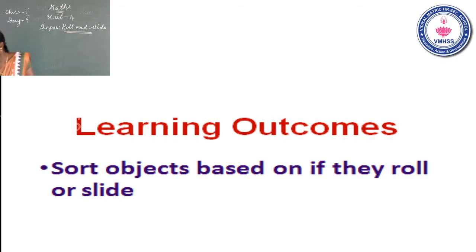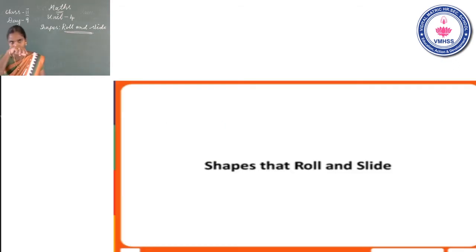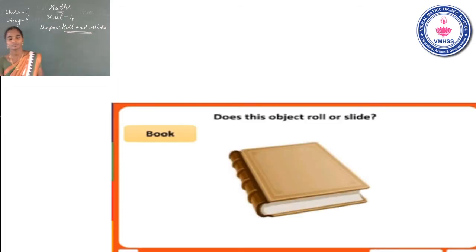Children, listen. See the next slide now. Shapes that roll and slide. Children, listen. Look at the book, all of you. Does this object roll or slide?